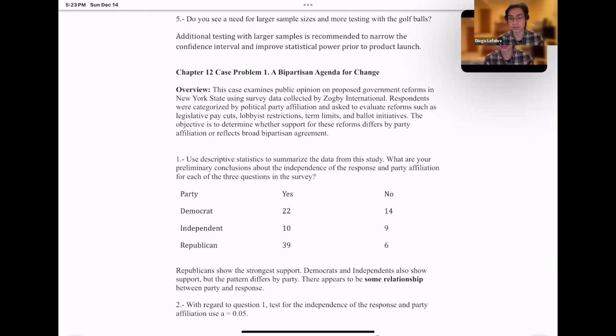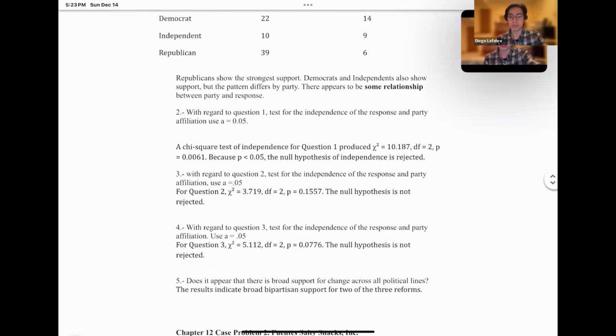Republicans showed the strongest support. Democrats and Independents show support, but the pattern differs by party. There appears to be some relationship between the party and the response. For question one, we ran a chi-square test of independence with 2 degrees of freedom and a p-value of 0.0061. Because the p-value is less than 0.05, the null hypothesis of independence is rejected.